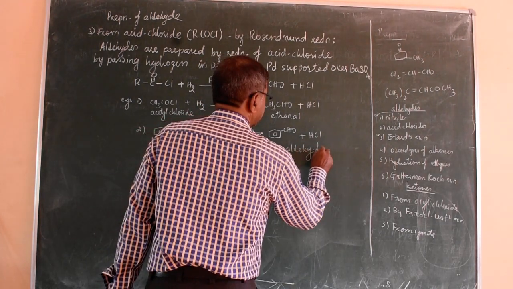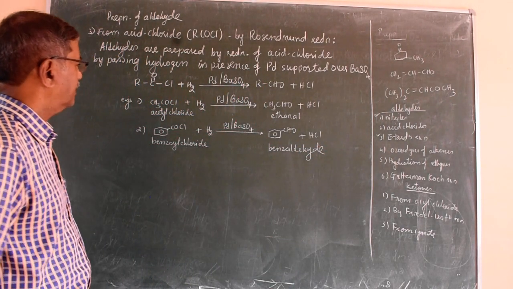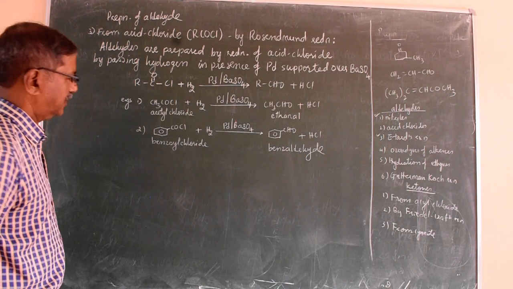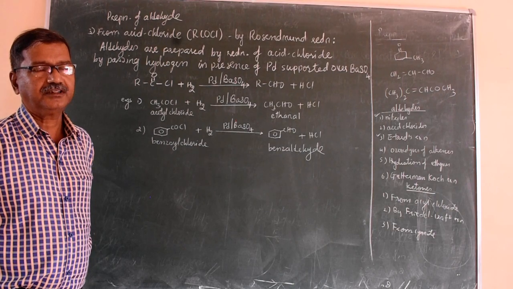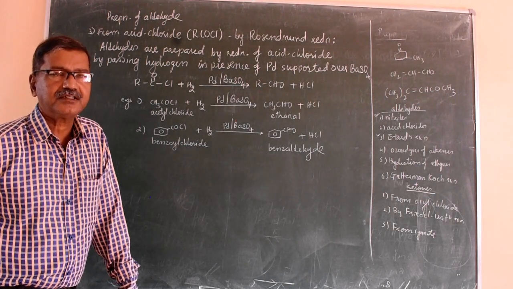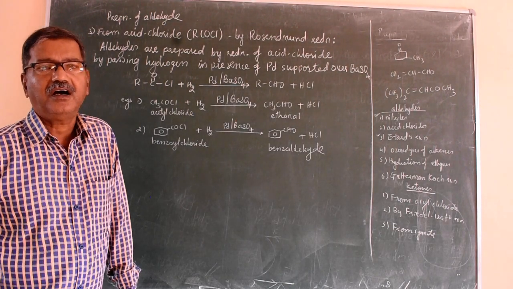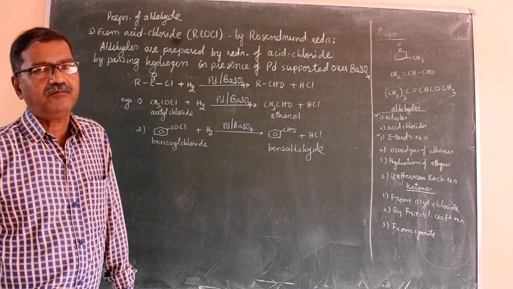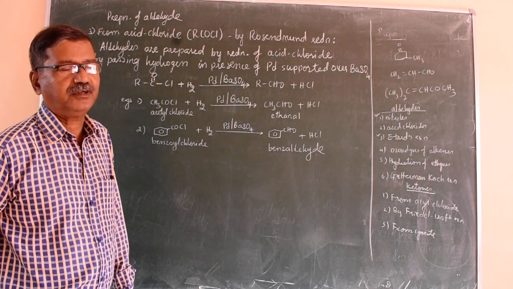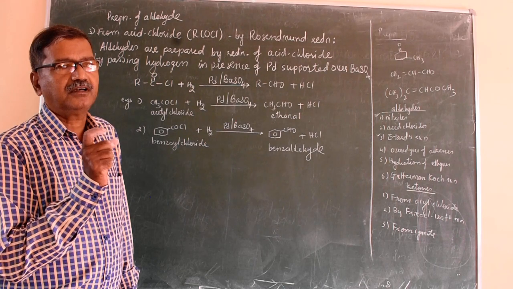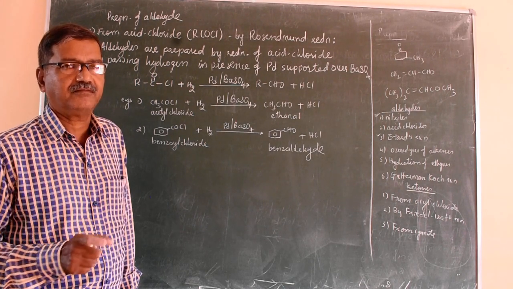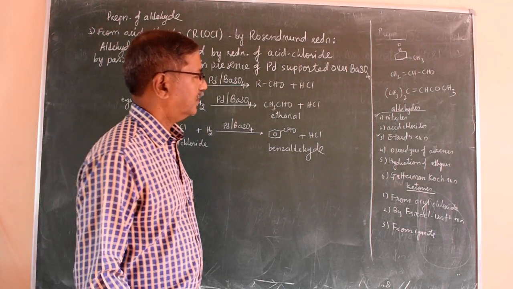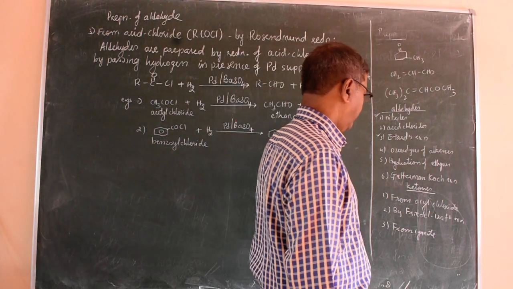In Rosenmund reduction, you are using acid chloride, for example acetyl chloride or benzoyl chloride. So what are the other reagents? Hydrogen gas, and the catalyst is palladium supported over barium sulfate. So remember, Rosenmund means it is acid chloride and H2, catalyst palladium.